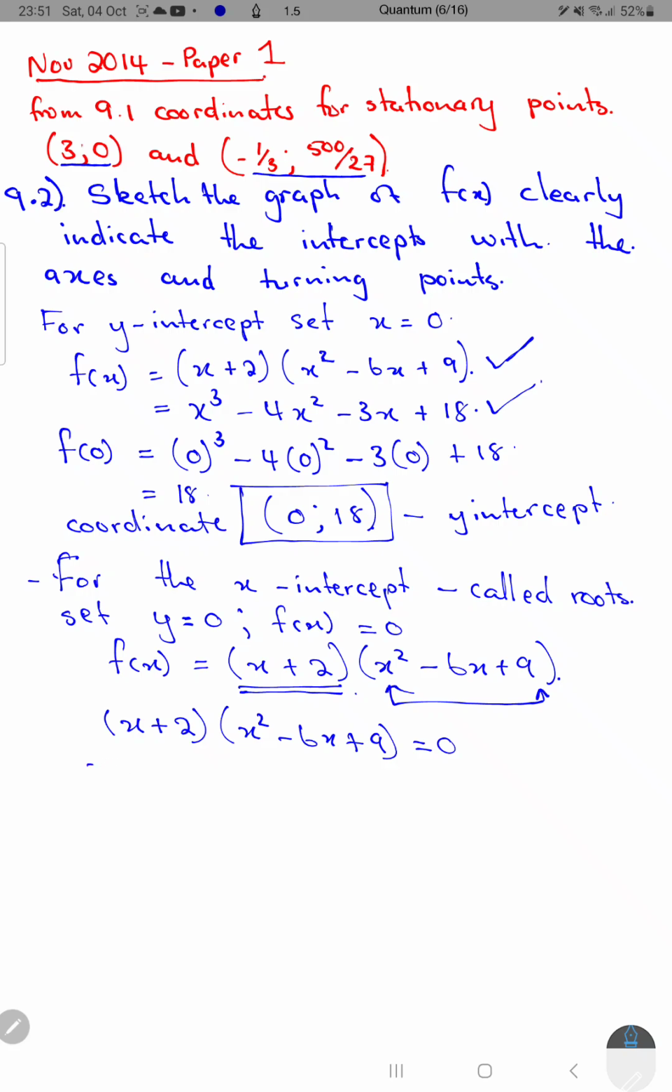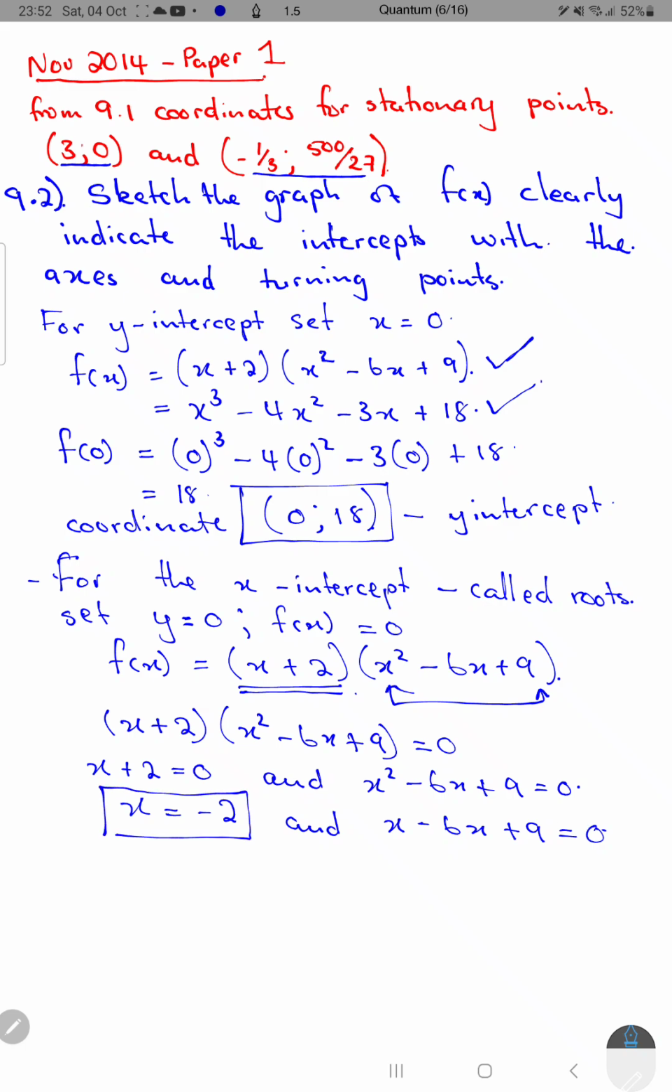Now, there we say x plus 2 is equal to 0 and x squared minus 6x plus 9 equals 0. So x is equal to minus 2, and x squared minus 6x plus 9 equals 0. So this is one of the answers which we have. And now we have this to factorize, but I want to go on a longer method to check if it has got roots.